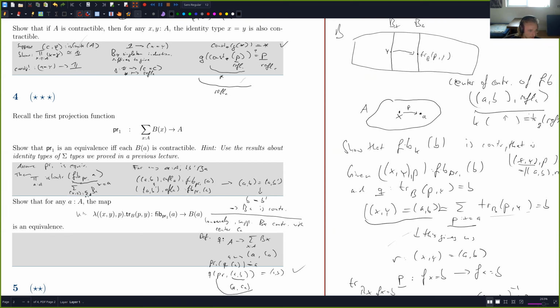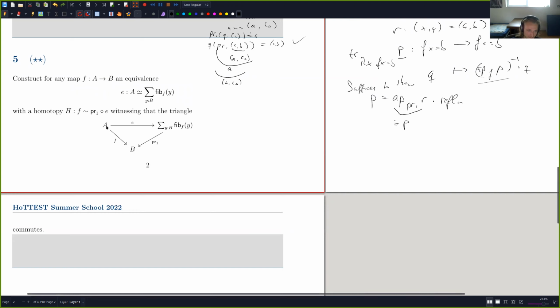So we have any map F from A to B, and we're supposed to prove that for any such map, we can factor F into an equivalence and a projection map of a sigma type. This construction is called the fibration. For me, this seems the way to introduce type families.